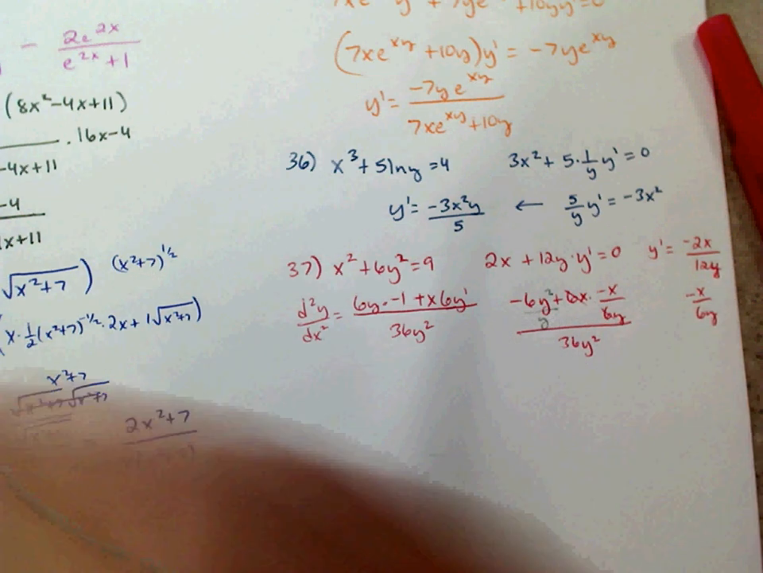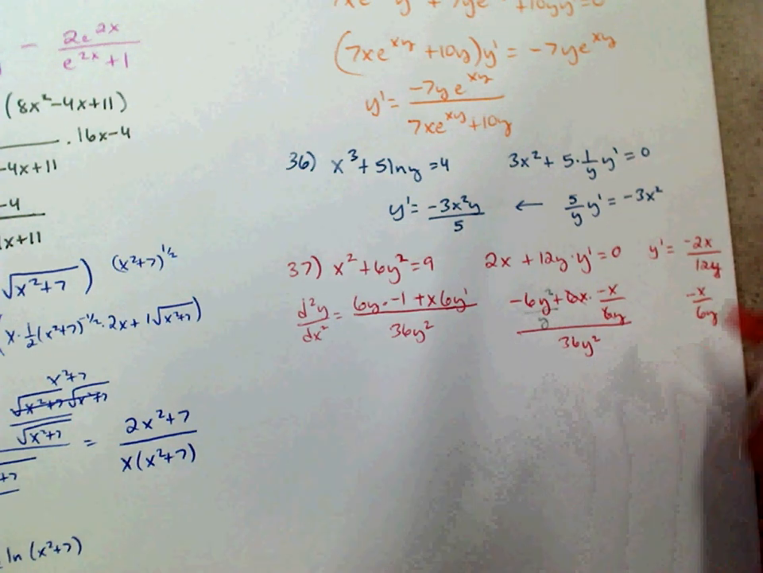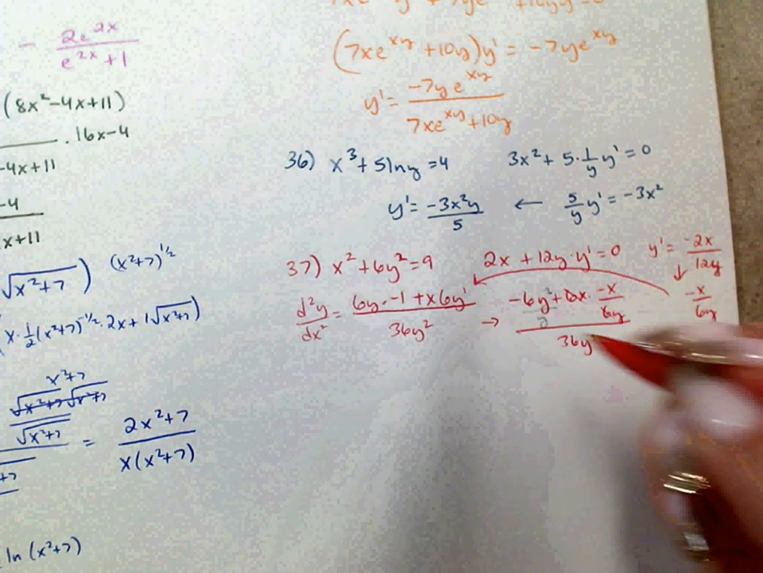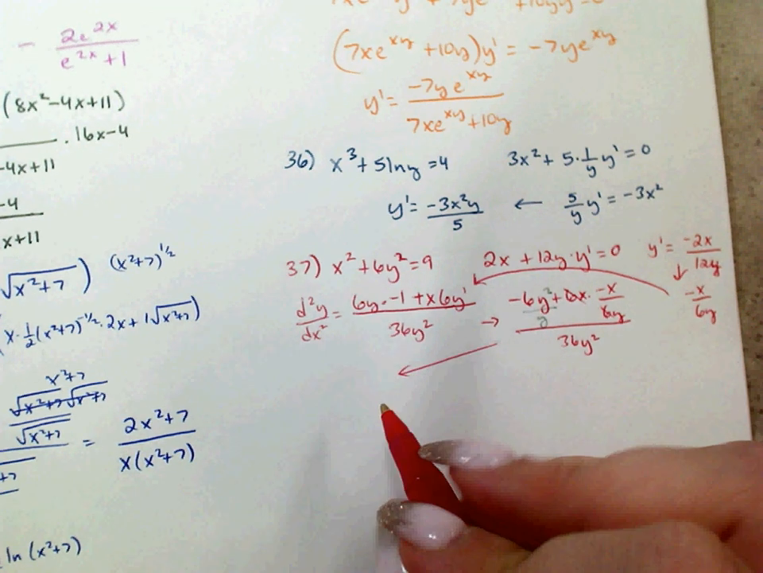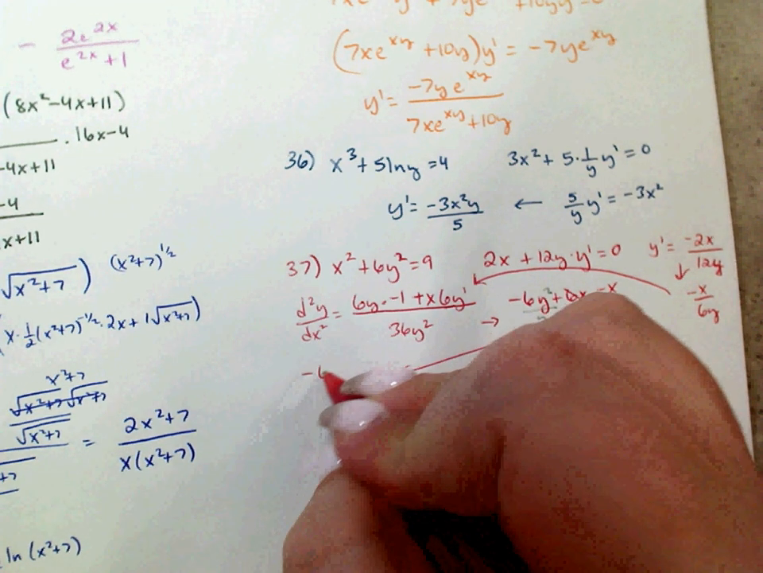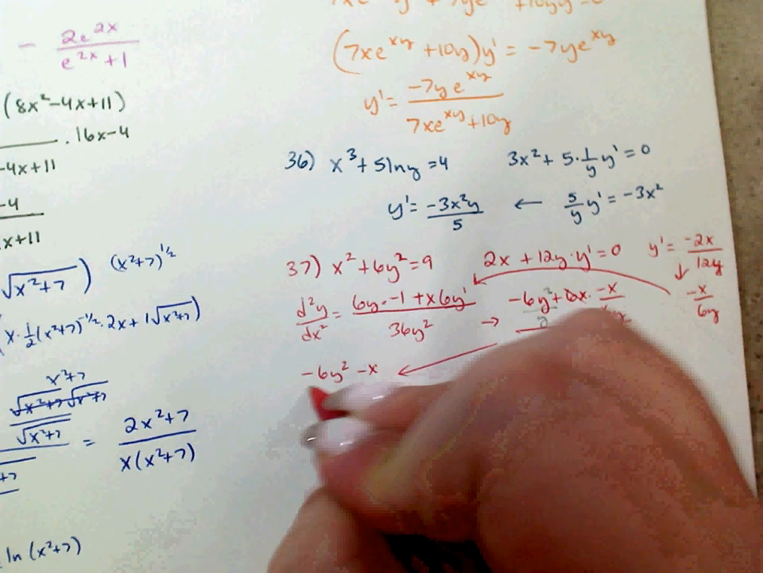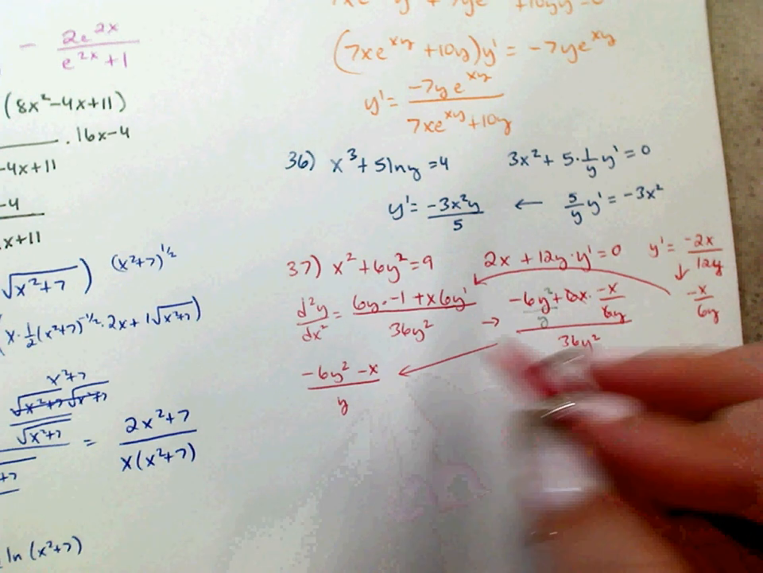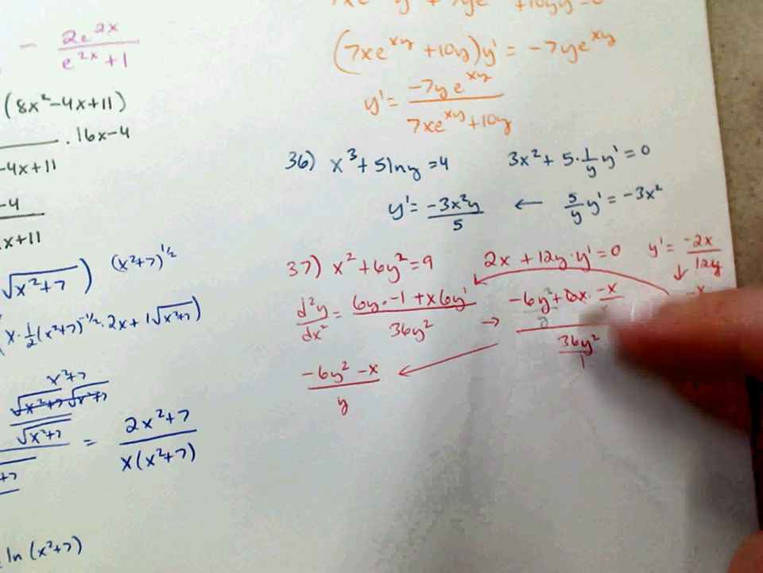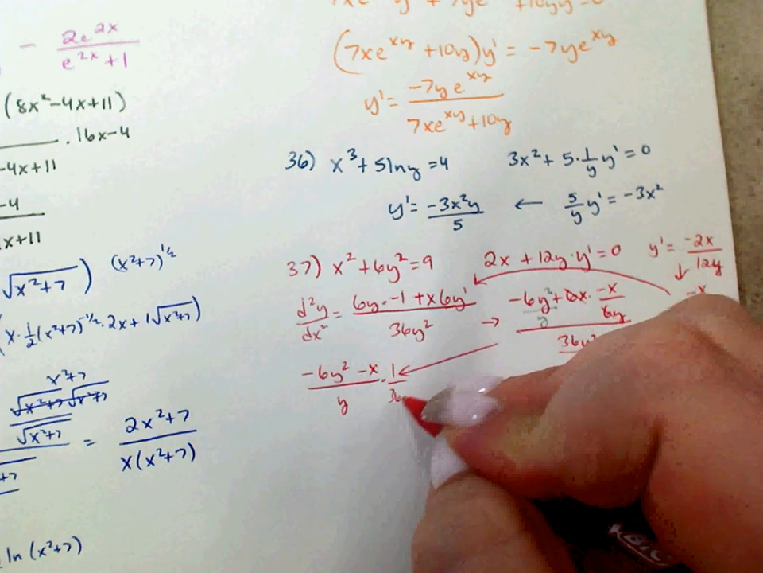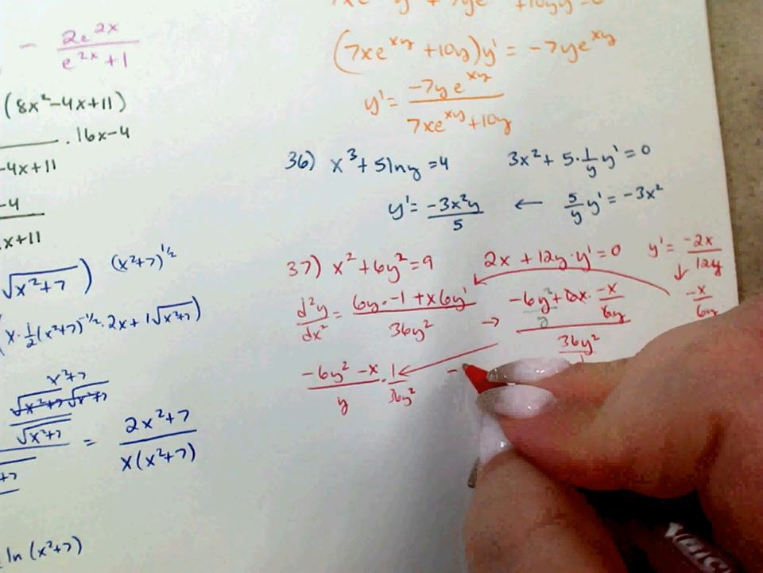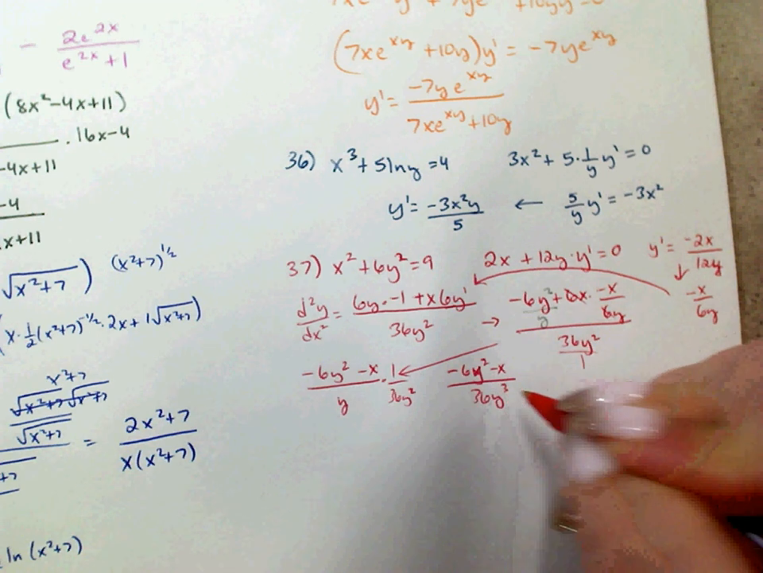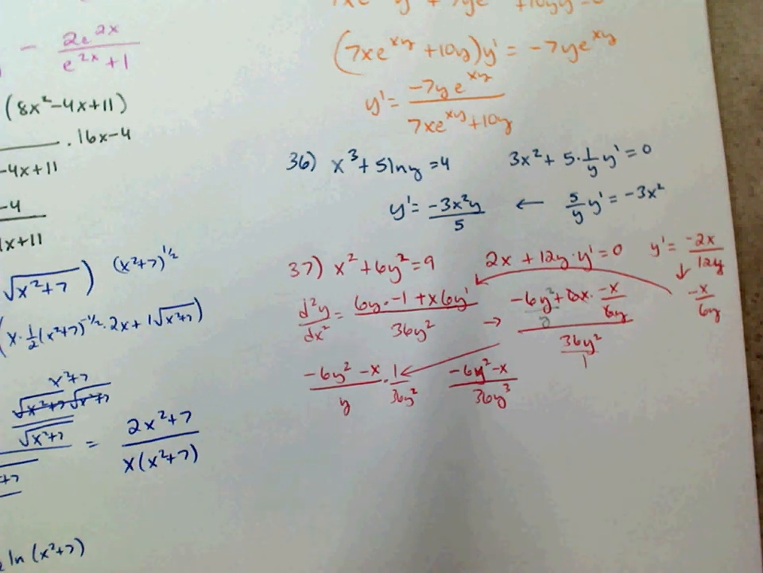And that's going to be, we'll just go ahead and write here. Negative 6y squared minus x over the common denominator y, all over 36y squared. But dividing by 36y squared over 1 is the same thing as multiplying by 1 over 36y squared. So my final answer is going to be negative 6y squared minus x over 36y to the third. And that'll be my final.